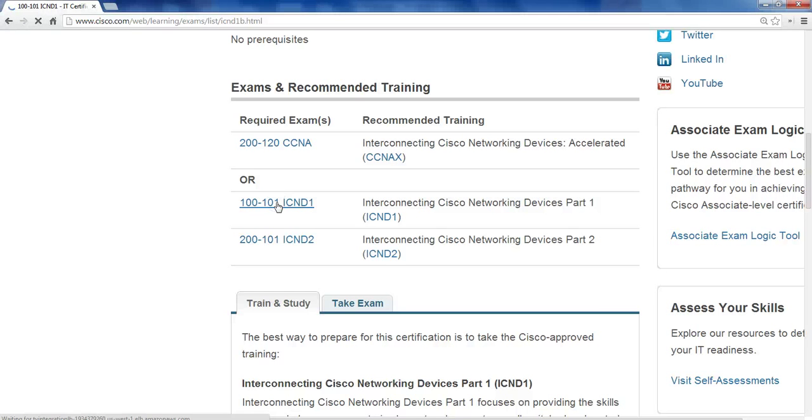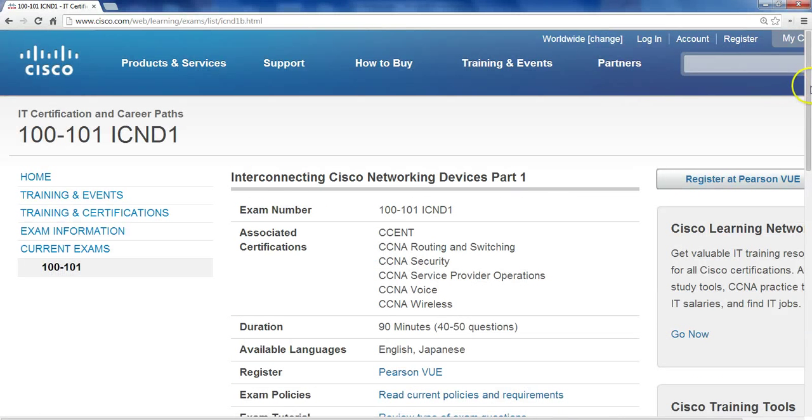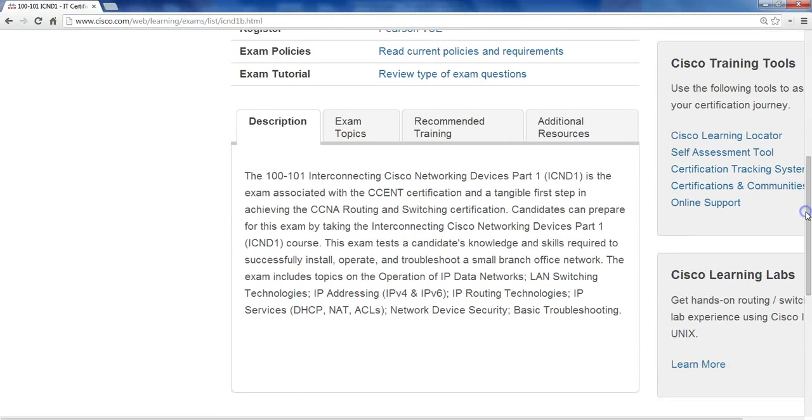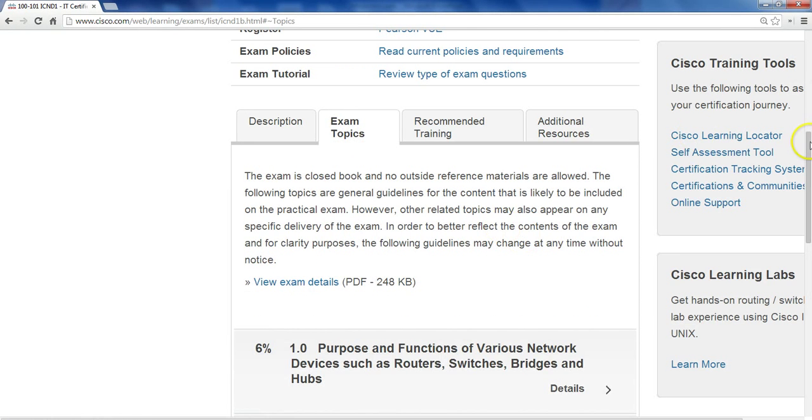So if we go in here, that's where we're going to start: what I have to cover to pass my first exam. There's a brief introduction on what you need, and then you go to the exam topics. And here are the exam topics.